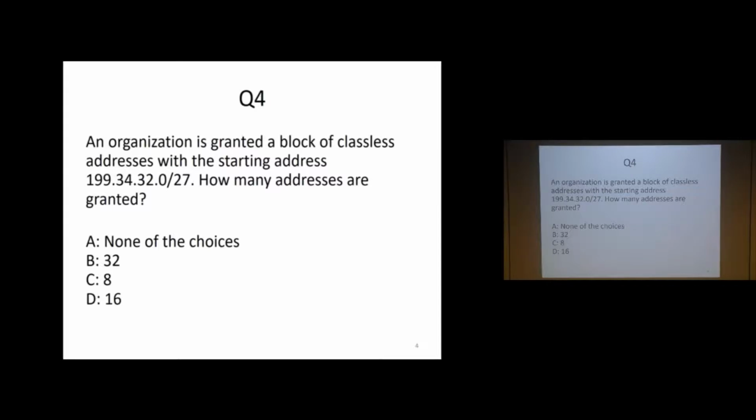Guys in the back row, Daniel? How many addresses are there in this space? 16, okay. Anyone else? Okay, so we have a 16 and a 32. Anyone else? Let's say it's between 16 and 32; it's not 8, I'll give you that. So again, a binary choice.